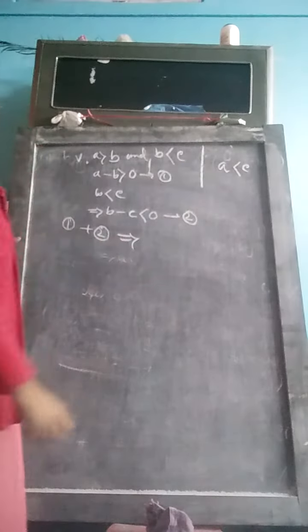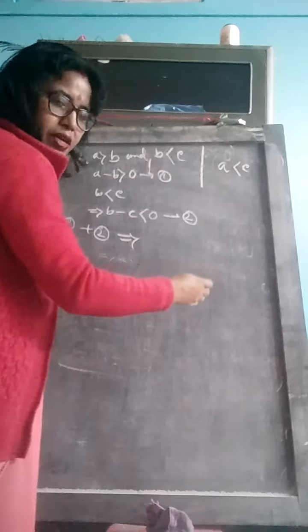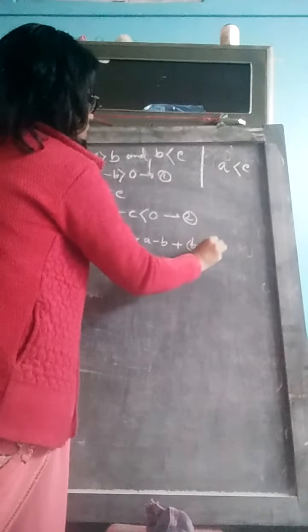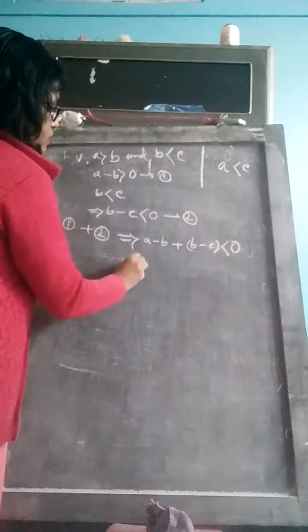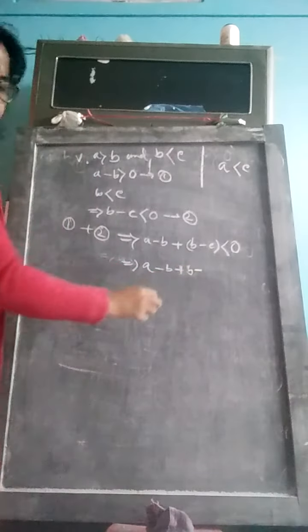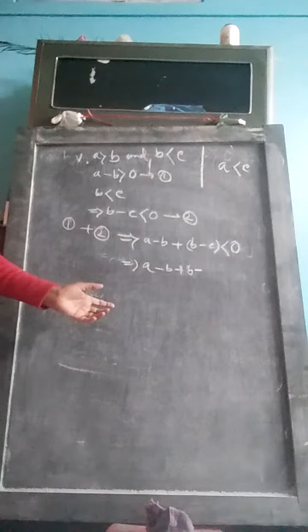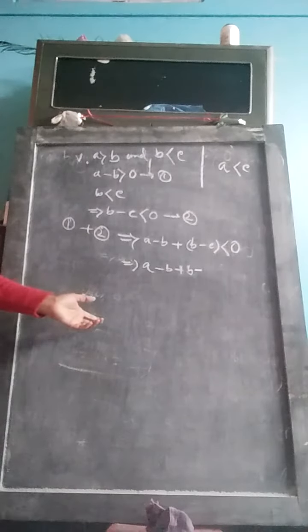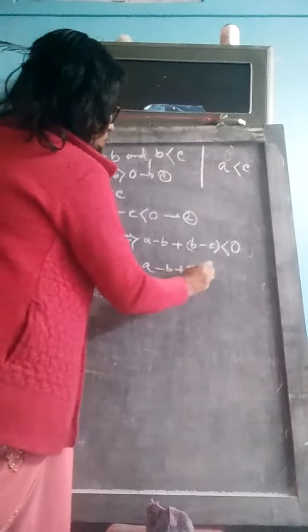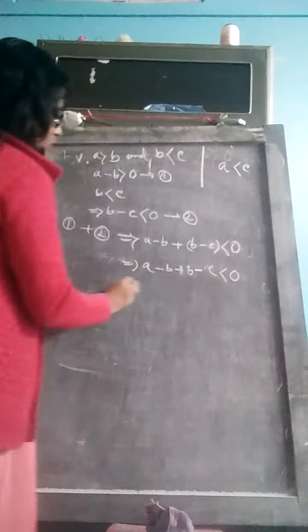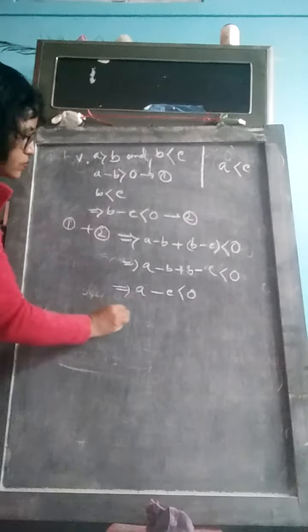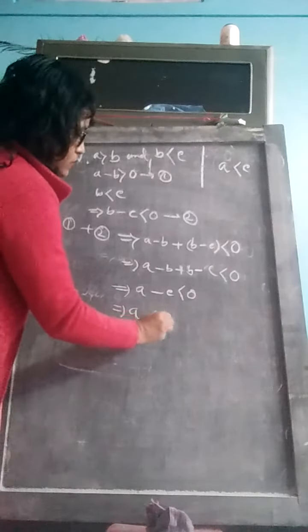sometimes to prove something we must add and sometimes we must multiply. So we add a minus b plus b minus c is less than 0. Implies a minus b plus b minus c is less than 0, implies a is less than c.